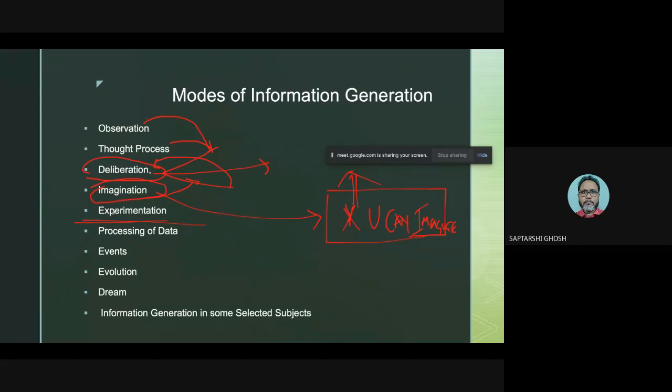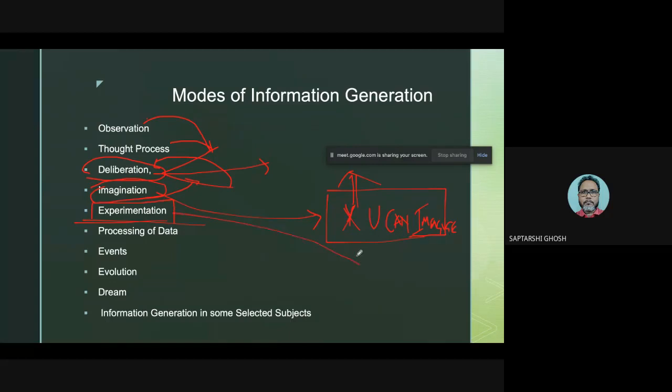In experimentation, you are doing something, but you do not observe at that time, because observation comes after experimentation. So experimentation is nothing but doing something for generating information. Whenever you are practically doing something in the labs or outside the labs, or going for longitudinal research, action research, tracer studies, or anthropological studies, that is experimentation.